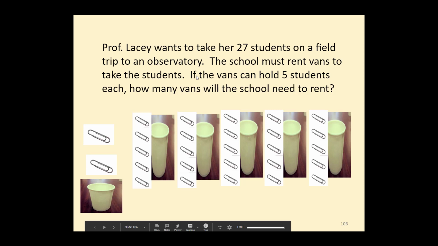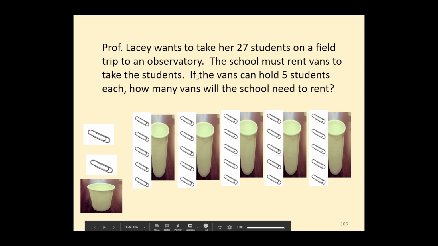And so we would tell the students, we're going to be using paper clips to represent each student in Professor Lacey's class. So how many paper clips would we need so that we had 1 paper clip per student in the class as a representation? So the students are making sense that each paper clip would be a student. Therefore, in total, we would need 27 paper clips to represent the students in the class.